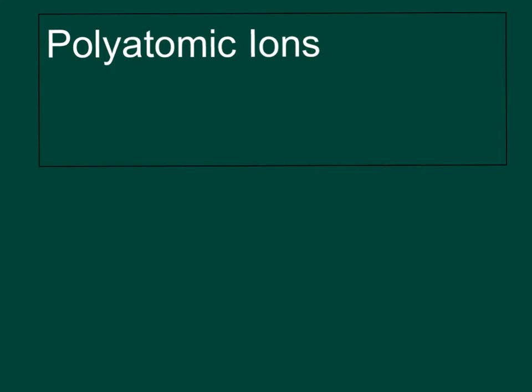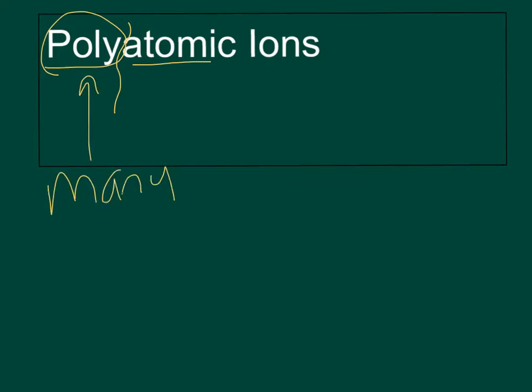This screencast is about polyatomic ions, and if you look at the word, you can probably break it down into two parts. You'll see poly and you'll see atomic. Hopefully you remember from math, you might have heard of polygons. Poly means many, and of course atomic means atoms. So these are groups of atoms that work together as a unit.